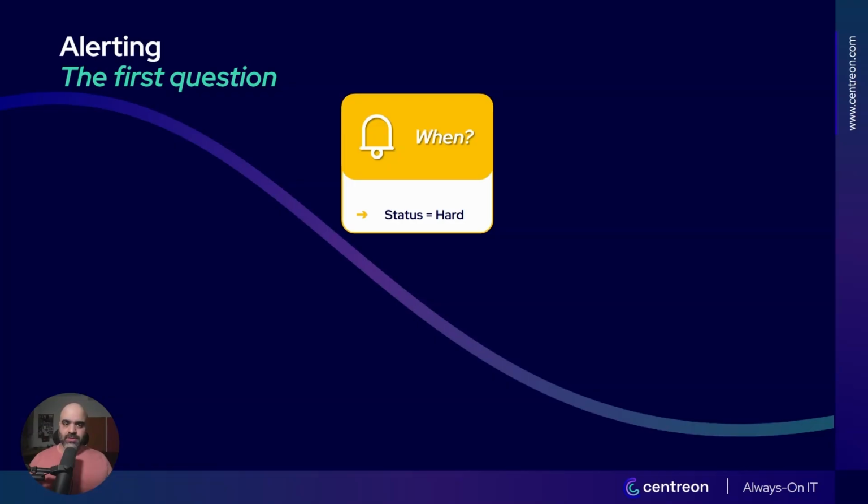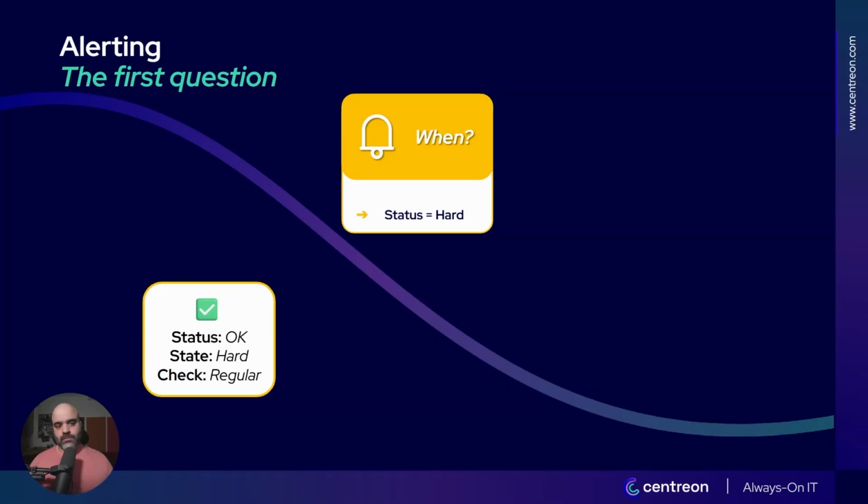So how does this work? How do we get there? First, let's say that I have my device, my host, my service that is running, it's okay, everything is perfect. We have a status okay. We have a state hard confirmed for this status. And we have our regular check interval. Let's say we check every 5 minutes if the device, the host is working very well.